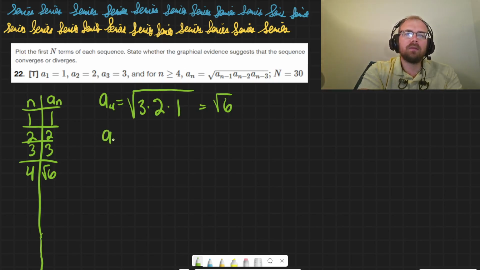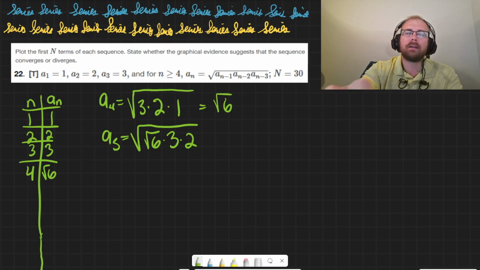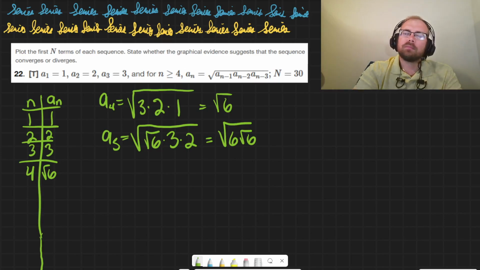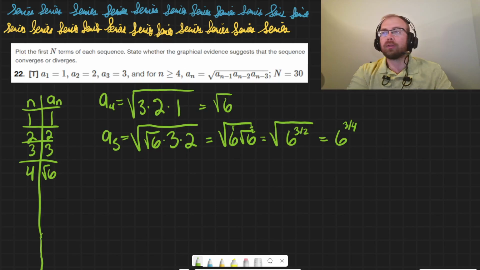All right, well, what would it be if we were looking for a5? It's the square root of the previous term times the one before that times the one before that. So this one's going to be a little different. This is going to be the square root of 6 root 6, which is like the square root of 6 to the 1 and 6 to the 1/2. So it'd be 6 to the 3/2 power. And then another square root, so that's going to be 6 to the 3/4 power, or the 4th root of 6 cubed.